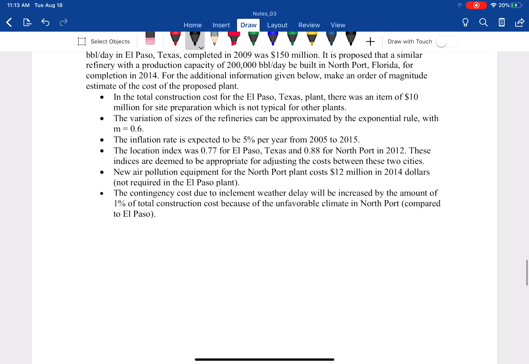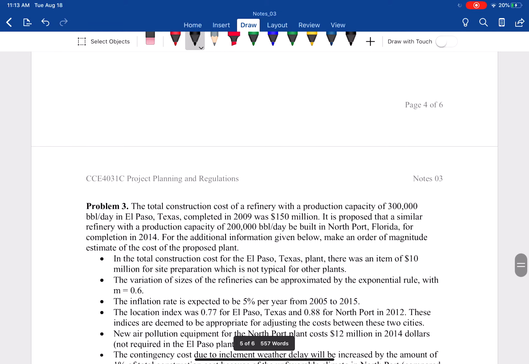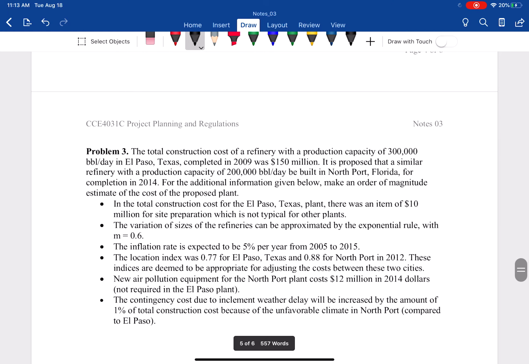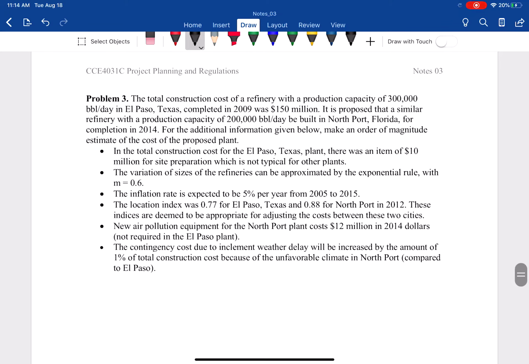The first, they give you the total construction cost in El Paso, Texas, that includes an item of 10 million for site preparation that is not typical for other projects. So we have to exclude that in the historical data. The size variance is based on the exponential rule, so we go to step 2, where we determine the new facility cost based on the cost capacity ratio. Inflation is given, so we adjust for inflation, bullet point number 3.